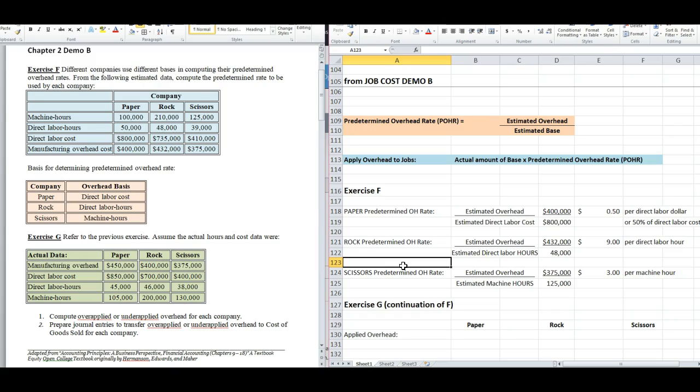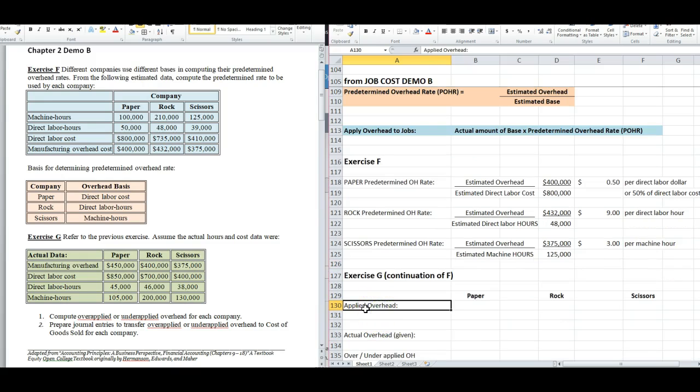We're going to continue with exercise G, where we're going to use these predetermined overhead rates from exercise F, and we're actually going to apply overhead. So to apply overhead, remember we take the actual amount of the base times the predetermined overhead rate. We'll start with paper. Paper, remember my base is direct labor cost. So I want to look in exercise G at the direct labor cost of $850,000.